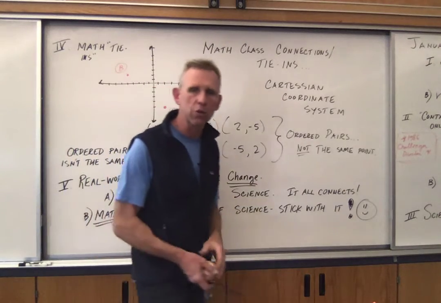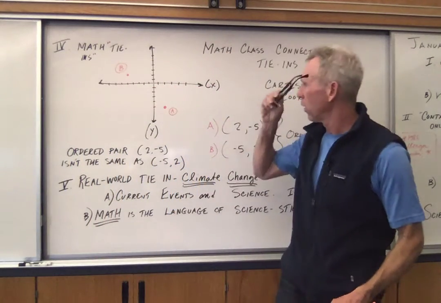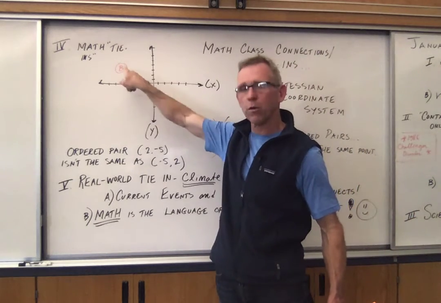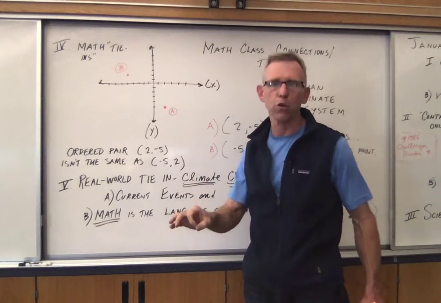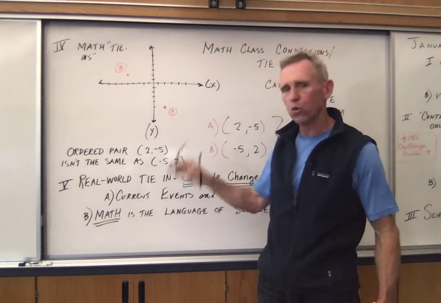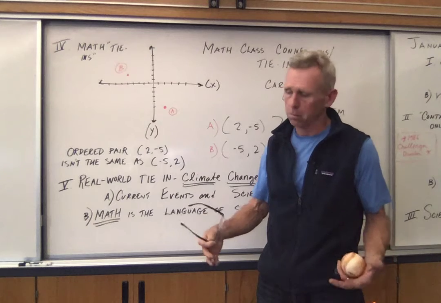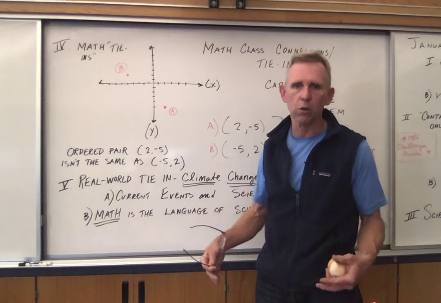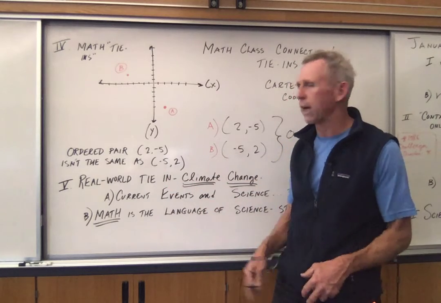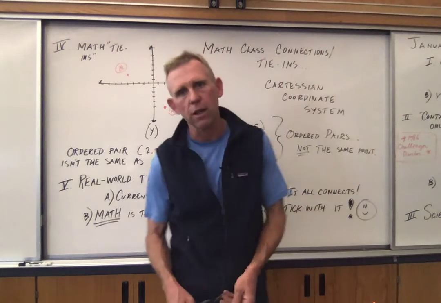Check out the two dots that are behind me, the 2 points on the board. I've got the point 2, -5, or the point -5, 2. Very different points. So if you're talking about a map and wanting to end up at the correct location, it's critical that as scientists, as citizens, we have a common language. That common language: mathematics.